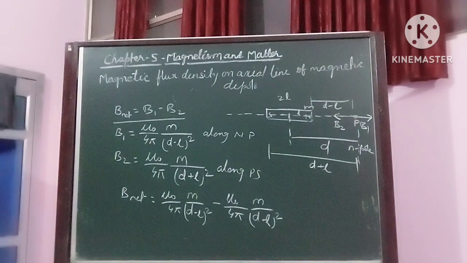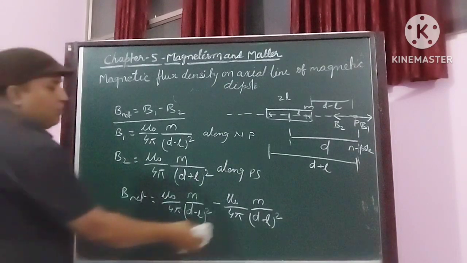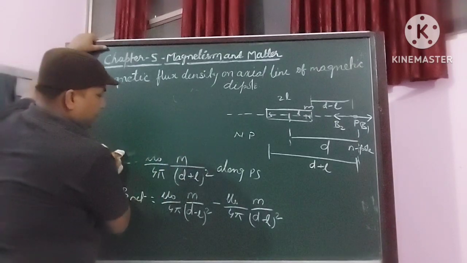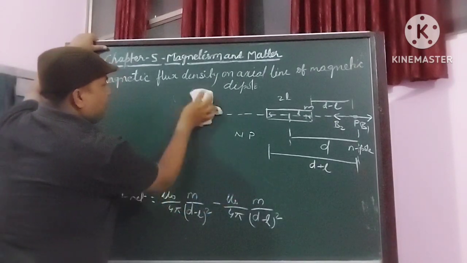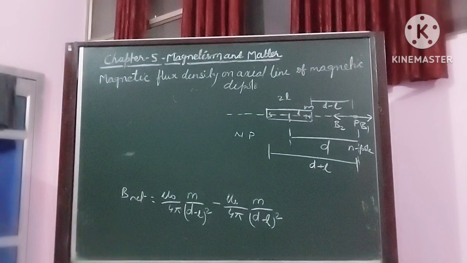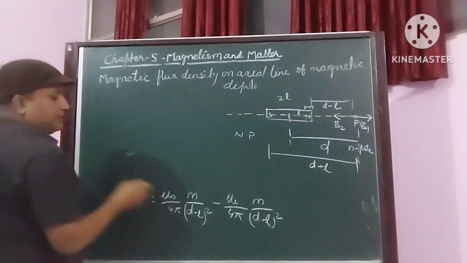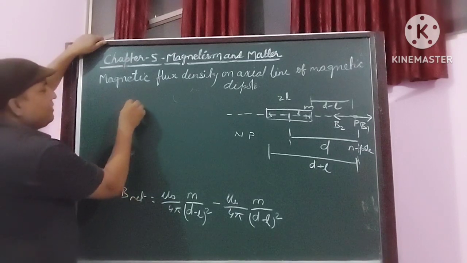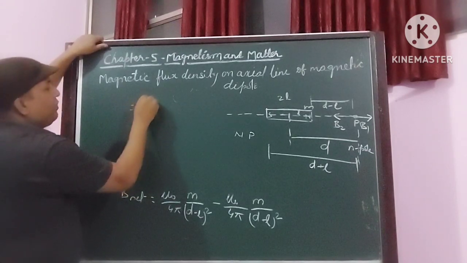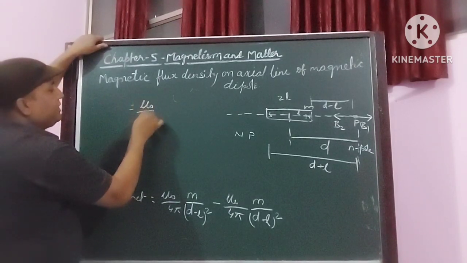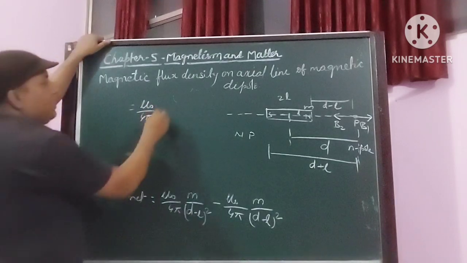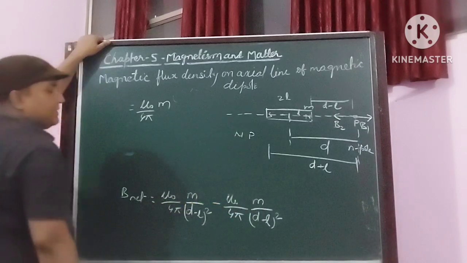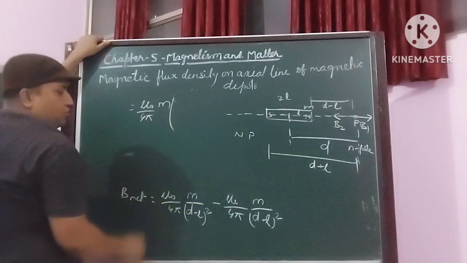Now it is a simple calculation. Okay, I will go with the calculation. What exactly is going to be here? Mu 0 by 4 pi will be common, and m is also common, because here and here m is the same pole strength. So that is also common.